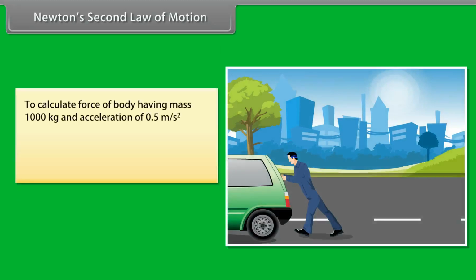To calculate the force on a body having mass 1000 kg and acceleration of 0.5 meter per second square, F = 1000 × 0.5, which is equal to 500 Newton, or kilogram meter per second square.